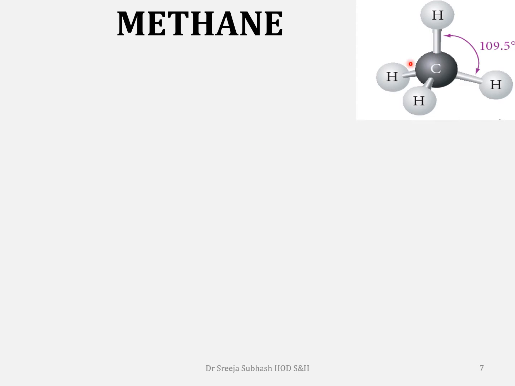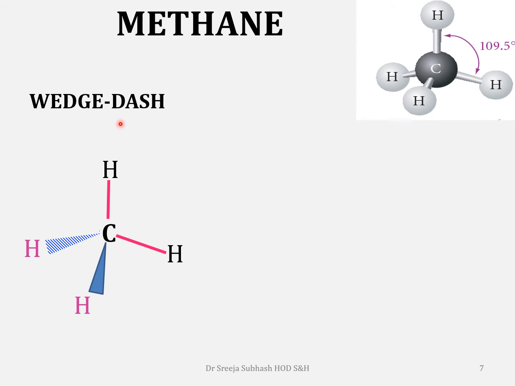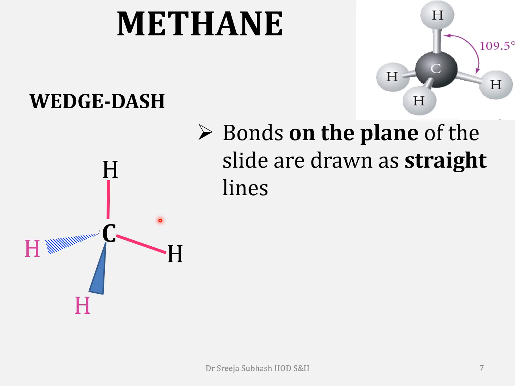The 3D representation of methane: the tetrahedral structure with the bond angle 109.5 degrees. When we represent this on plain paper retaining the three-dimensional structure, we get something like this. This type of representation is called a wedge model. It's a 3D representation. Here, the bonds on the plane of the slide are drawn as straight lines.